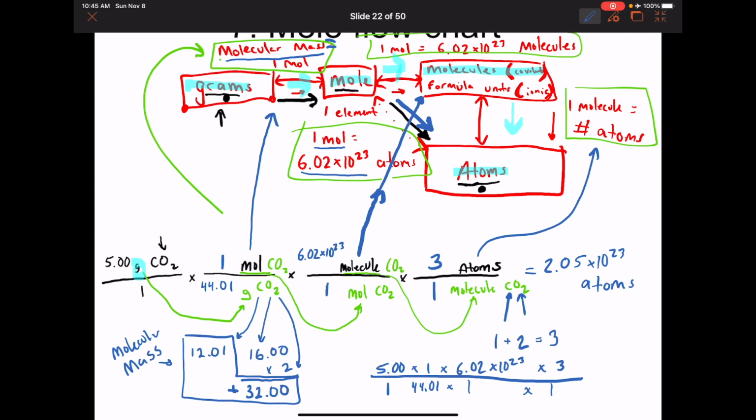Now, we didn't pick what kind of atoms. We just said there's 3 atoms in there. So you wouldn't write atoms of carbon or atoms of oxygen. It's just atoms. And that would give us our answer for that one.